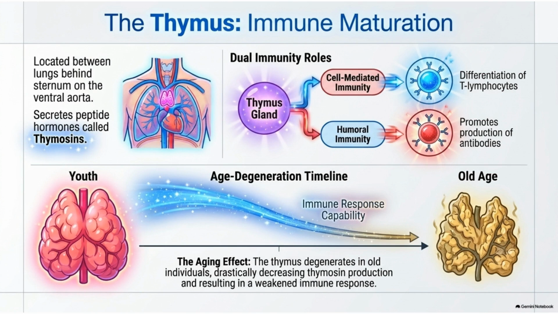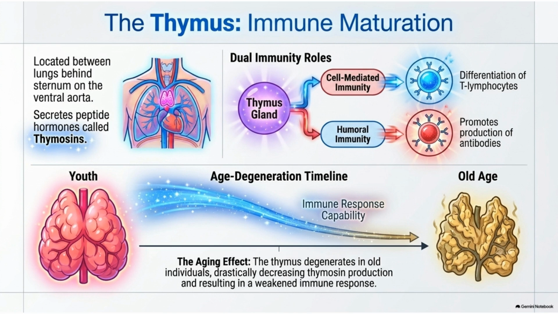The thymus is a lobular structure, located between the lungs, behind the sternum, on the ventral side of the aorta. It plays a major role in development of the immune system and secretes peptide hormones, thymosins, which promote both T-cell-mediated immunity and antibody-mediated humoral immunity. Thymosins promote differentiation of T lymphocytes.